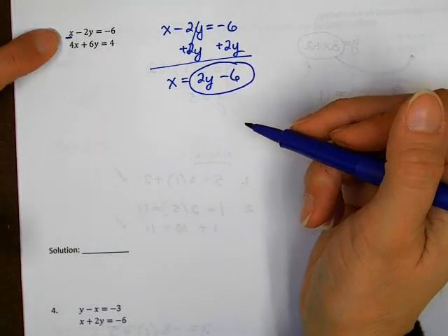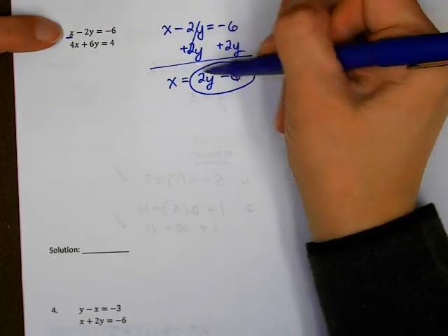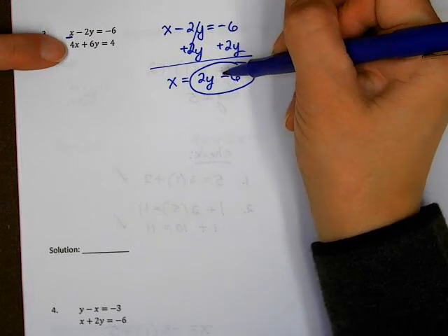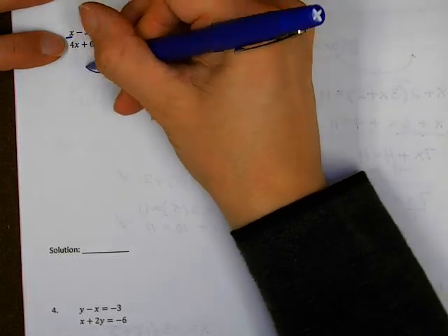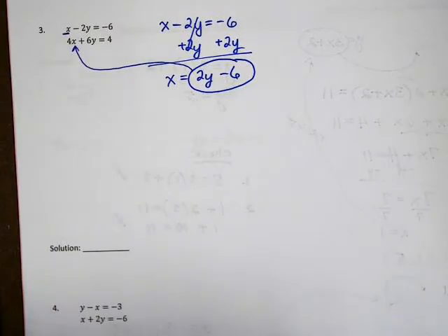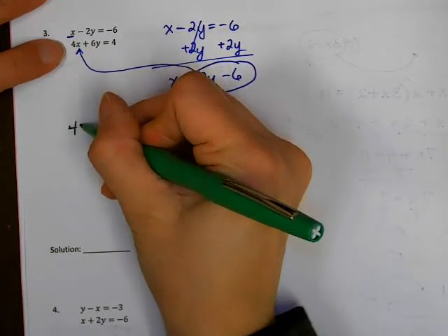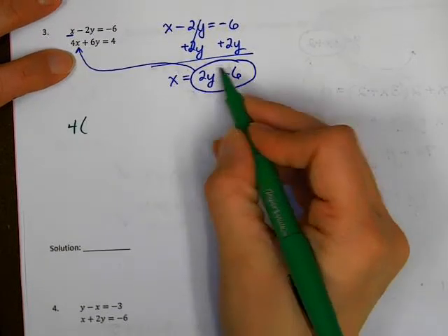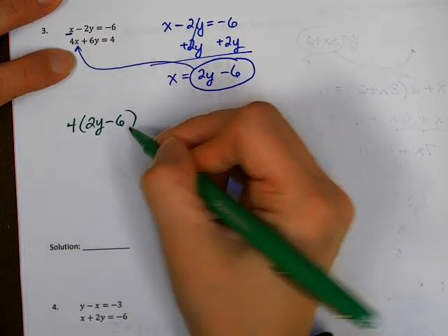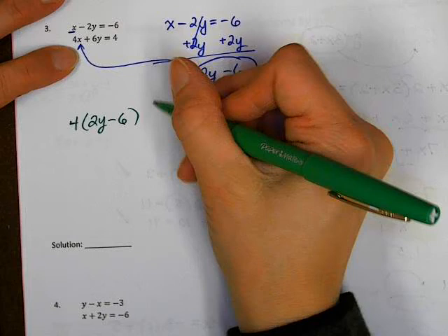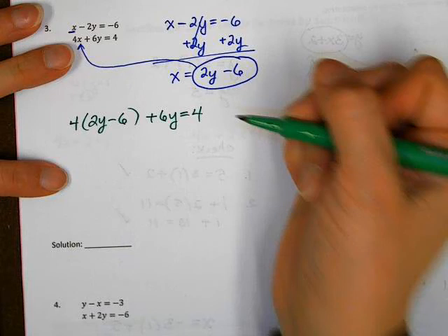That came from the top equation. So if you use the top equation to isolate a variable, this quantity needs to go into the bottom equation. This quantity needs to go right in there and replace the x. Okay, so here we go. 4 times x, but x is that quantity, 2y minus 6. Are you getting used to putting parentheses around the quantities? That's going to happen a lot. You're probably going to get really used to that. Plus 6y equals 4.